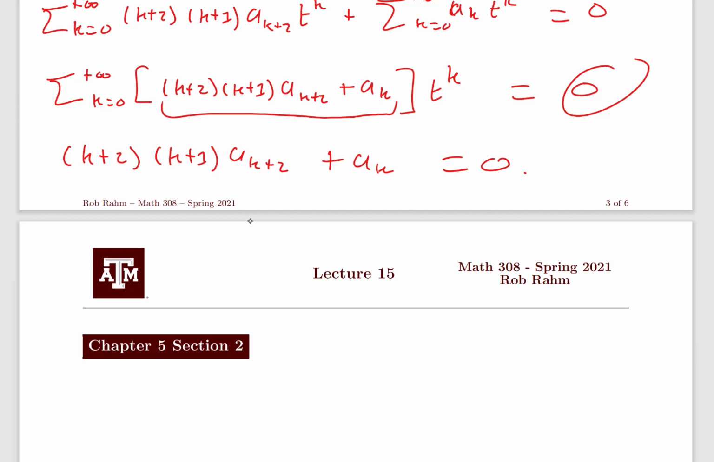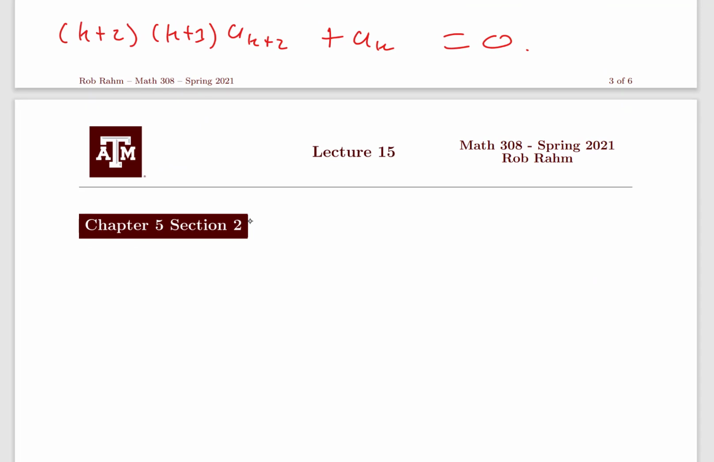Now this is step 1 in these problems. The whole step 1 is to get some relation like this that relates the coefficients to each other. And in the next video, we'll see how we can solve for these coefficients.